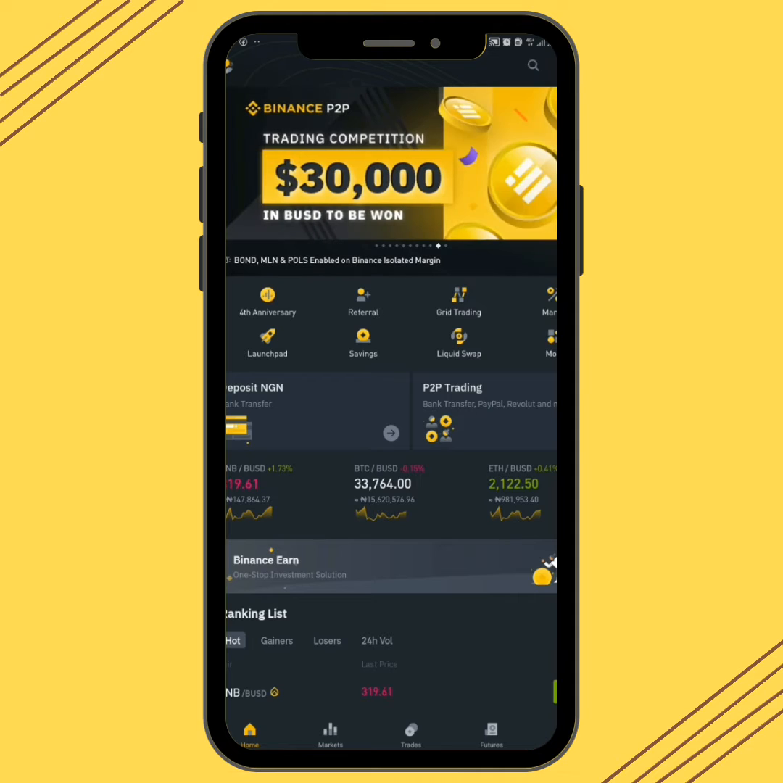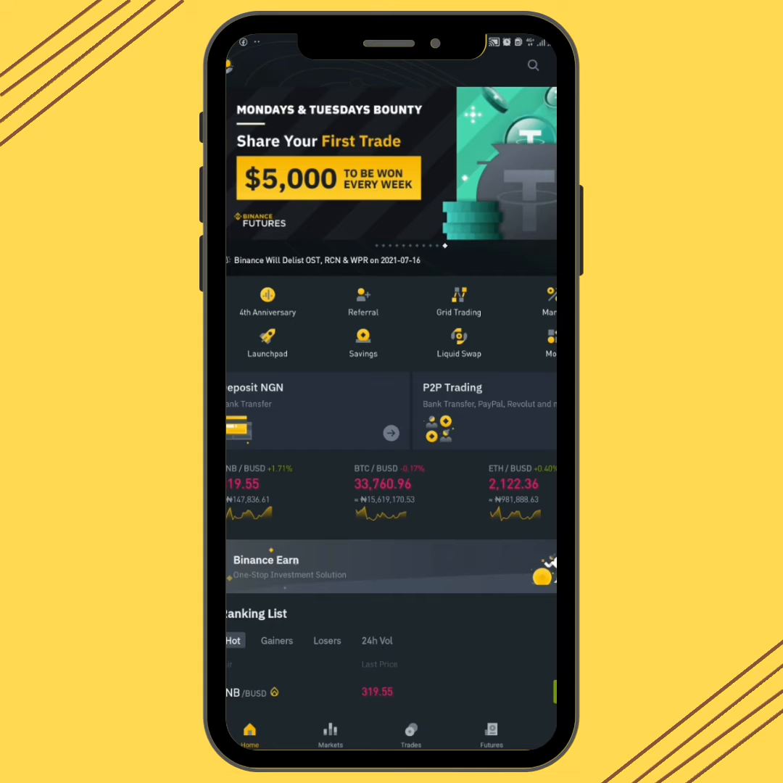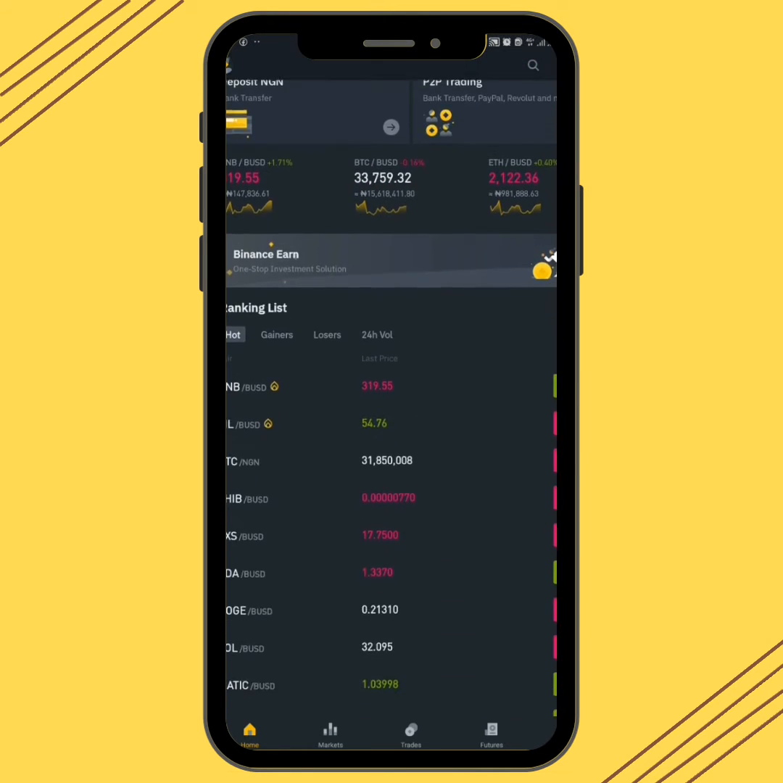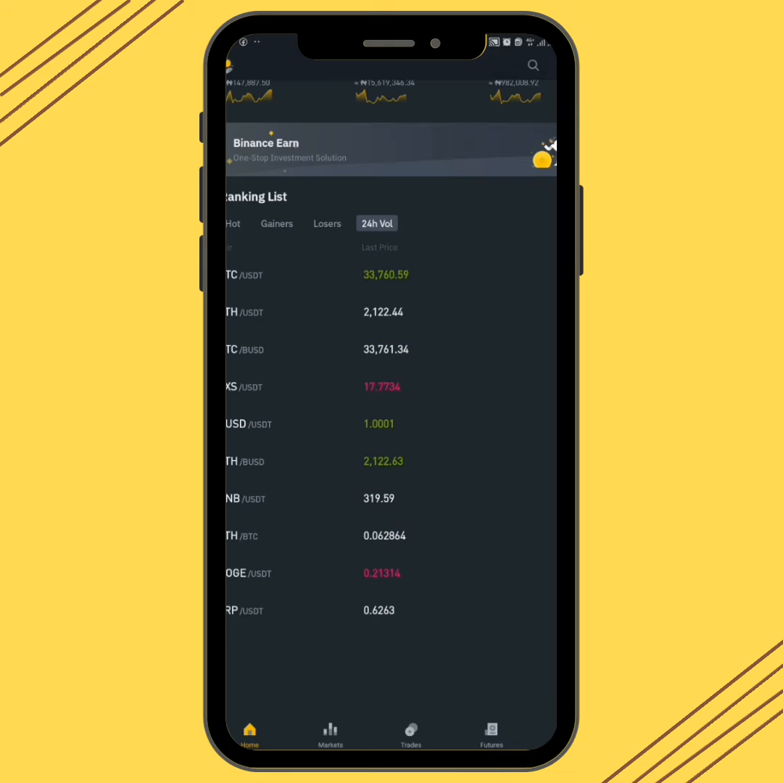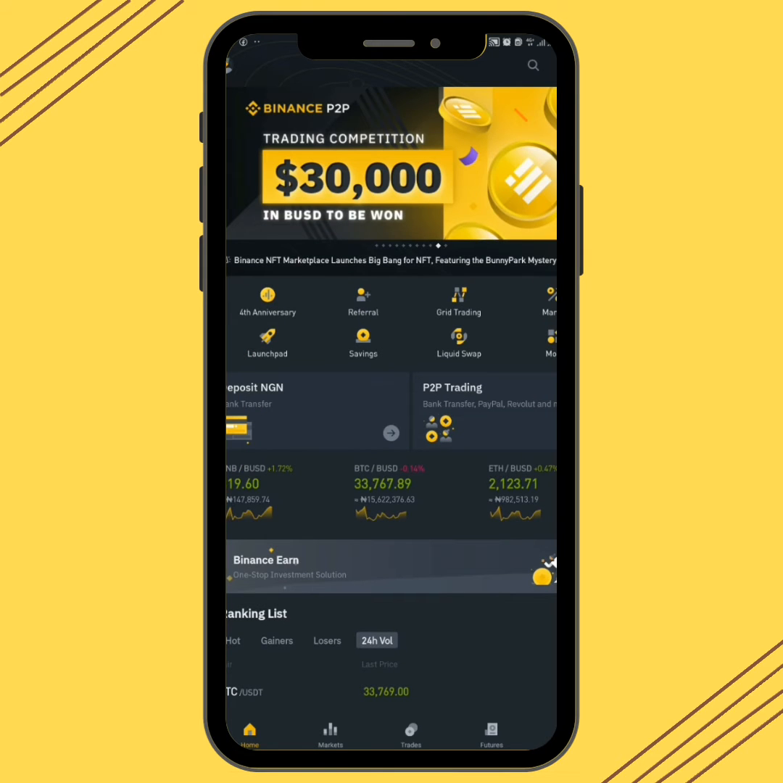So the first thing, we see that there are different icons at the bottom part of the screen. And so we see the ranking list: gainers, losers, 24-hour volume. These gainers are the ones whose coins have been increasing over time. Losers are the ones whose coins have been decreasing over time. Then the 24-hour volume, of course, you see BTC and the likes of them. So now let's get used to the app.